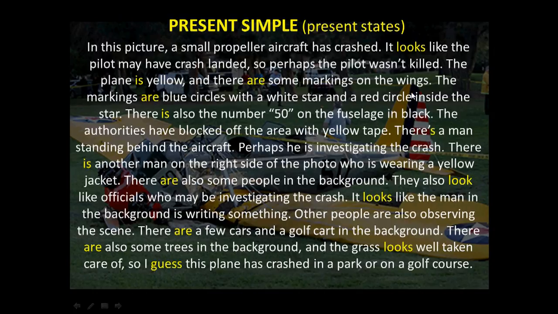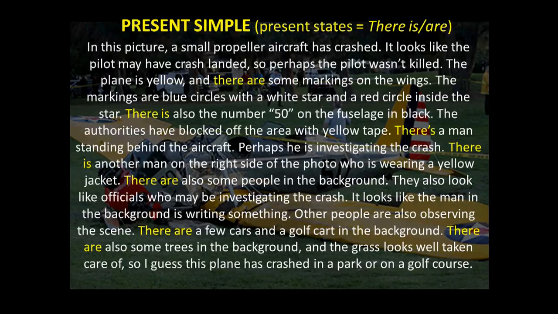But we notice that most of the response is in present simple, which are here present states. It looks like. The plane is yellow. There are some markings. The markings are blue. There is the number. There is a man, etc. Now, notice that when we use there is, there are, it's always in present simple.